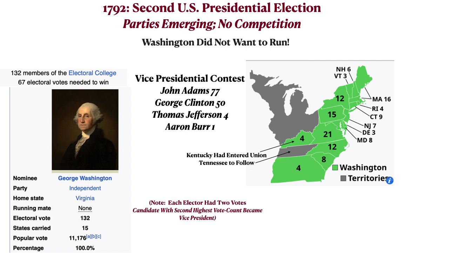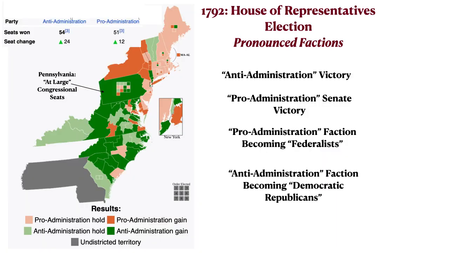Here we get more of a heated vice presidential contest, and John Adams gets the highest amount, but you could see George Clinton, somebody who is from New York, more on the Jeffersonian wing of the party, gets 50. So it's becoming more contentious. And you can see on the map that Kentucky had entered the Union. Tennessee is going to follow soon afterwards. In this same year, 1792, we could see parties emerging. They don't yet have names, but this map from Wikipedia shows pro-administration and anti-administration.